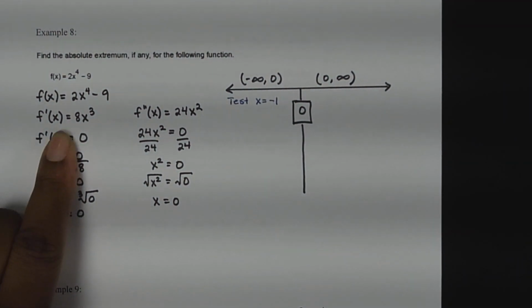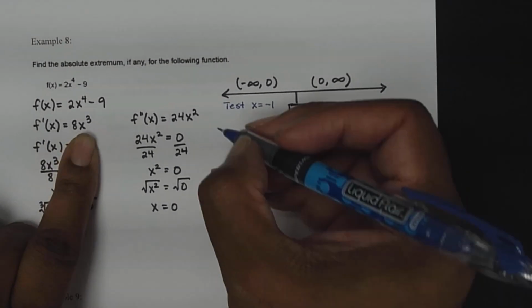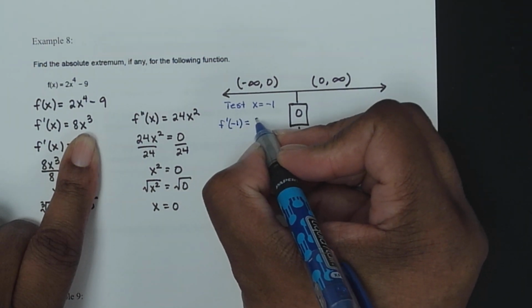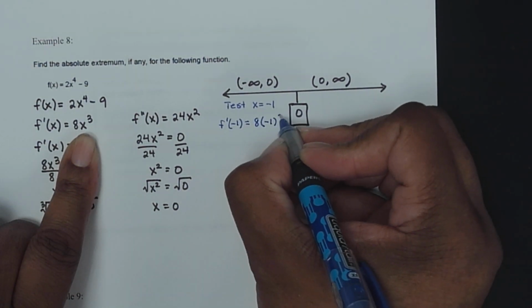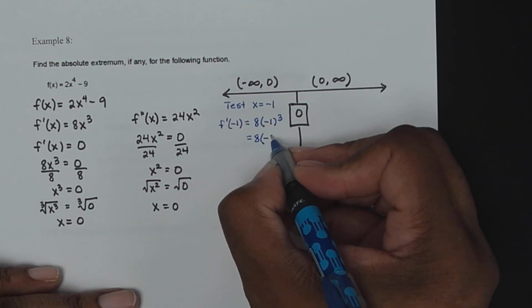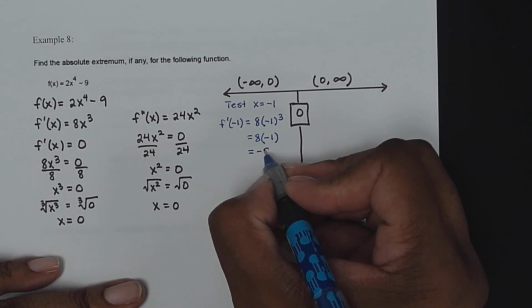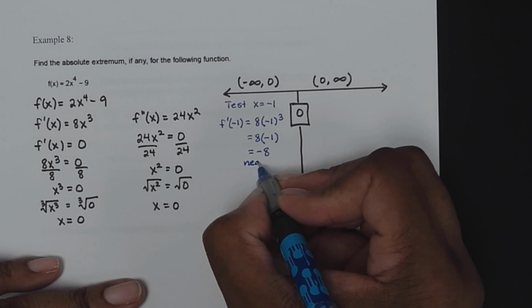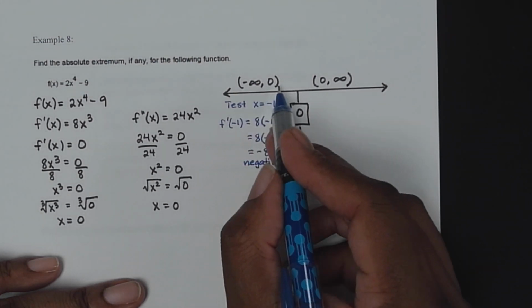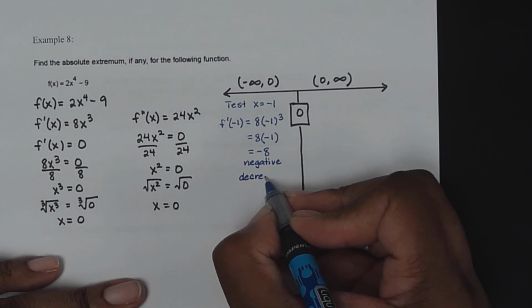And I'm using f prime of x, which is equal to 8x cubed. So it'll be f prime of, replace the x with negative 1, that will be 8 times negative 1, and that's cubed. Cube of a negative is going to be a negative, so negative 1 cubed would be negative 1, times the 8 in front would be negative 8. And it is negative. So that means on the interval from negative infinity to 0, the graph of the function will be decreasing.